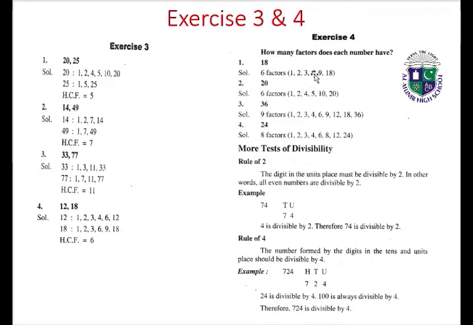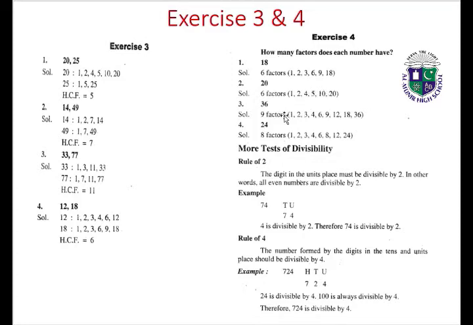That is 6 factors. And 20 has 6 factors. 1 times 20 is 20, 2 tens are 20, 4 fives are 20, 5 fours are 20, 10 twos are 20.